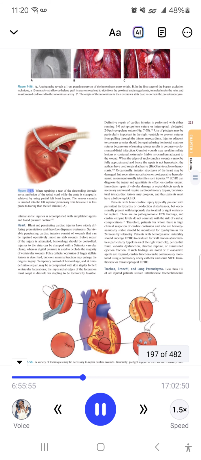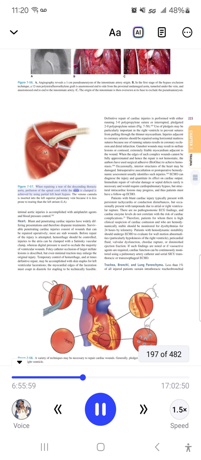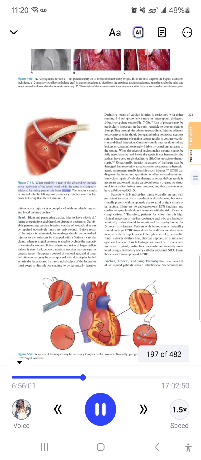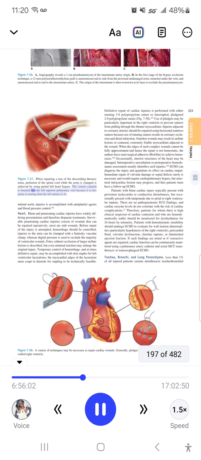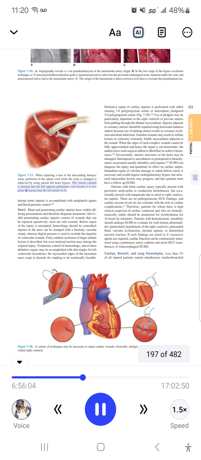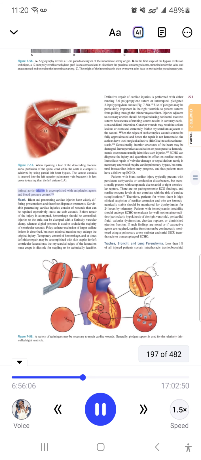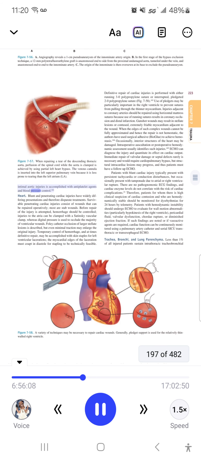Figure 757. When repairing a tear of the descending thoracic aorta, perfusion of the spinal cord while the aorta is clamped is achieved by using partial left heart bypass. The venous cannula is inserted into the left superior pulmonary vein because it is less prone to tearing than the left atrium. LA. Intimal aortic injury is managed with antiplatelet agents and blood pressure control.